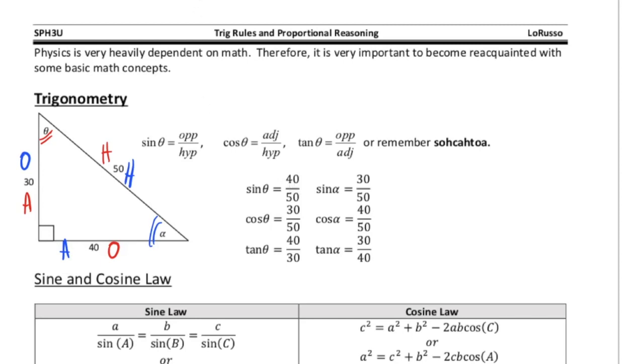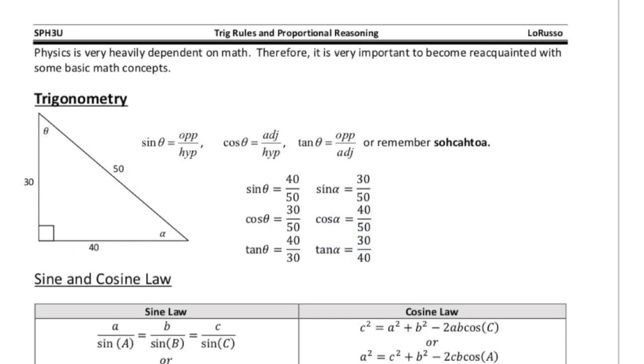And that is reflected in the trig ratios over here. So sine theta is equal to the opposite over the hypotenuse. The cos of theta is equal to the adjacent over the hypotenuse. And tan theta is equal to the opposite over the adjacent. Looking at alpha, sine of alpha is the opposite over the hypotenuse. Cosine of alpha is the adjacent over the hypotenuse. And tan of alpha is the opposite over the adjacent.